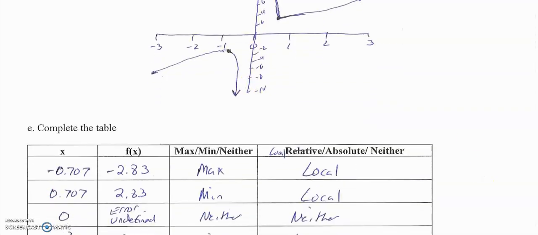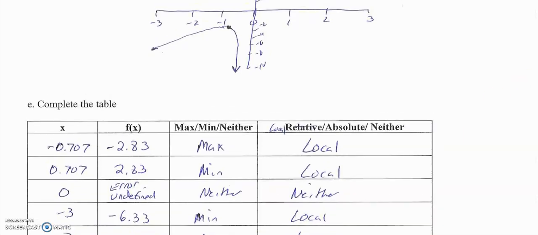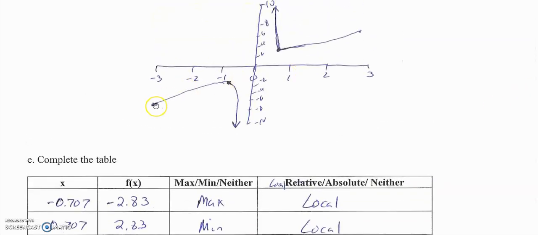If we look at negative 3, comma negative 6.33, and 3, comma 6.33, at negative 3, we have a minimum, but since this graph goes down forever, it is not an absolute minimum, it would be a local minimum. And at 3, we have a maximum, but it's not the highest point because the graph goes up forever, so it would be a local maximum.